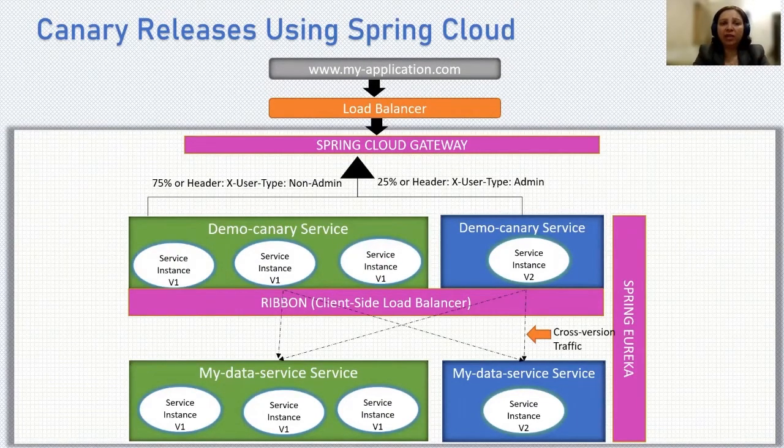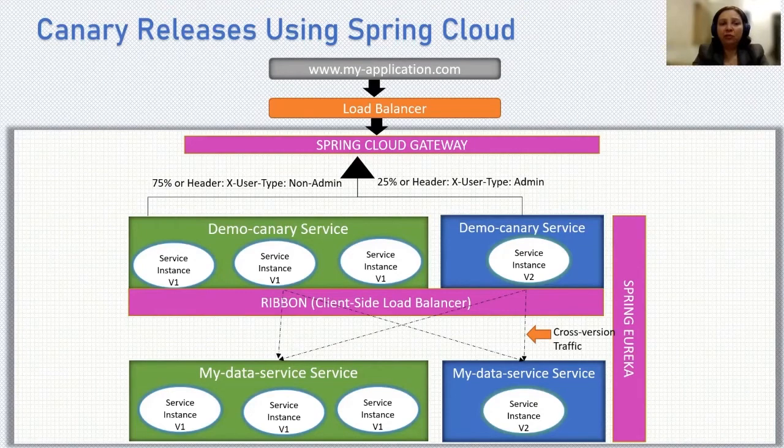Now let's see how we can achieve a multi-layer canary deployment using Spring Cloud-based microservices. Let's ignore the platform where the application is deployed. It can be Cloud Foundry, Kubernetes, OpenShift, VMs, anything. We have Spring Cloud Gateway, where we can do header or cookie-based routing to route the traffic for admin and non-admin users to the right version of demo canary service.